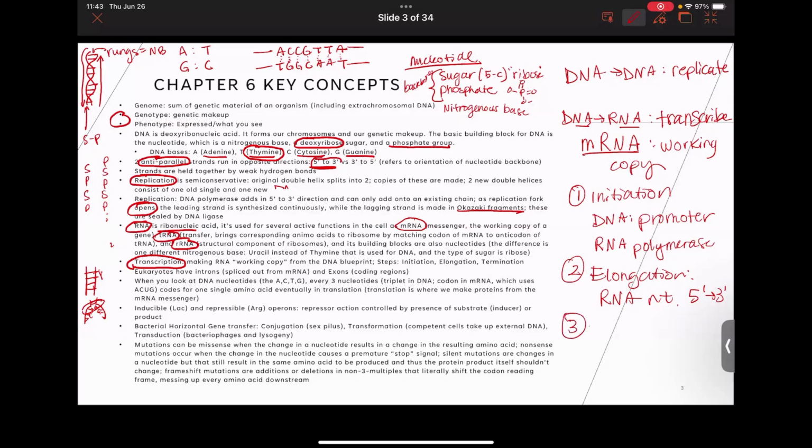The next step is just the termination step. It will eventually get to a sequence where it knows it's done. I don't focus on that on the transcription side, but it's going to be the same 3 steps for translation, which is the next part. So translation termination is a little more important, but it'll get to a point where it stops and we're done making the mRNA, and that's transcription. And that's it. We've made a copy of our DNA gene.